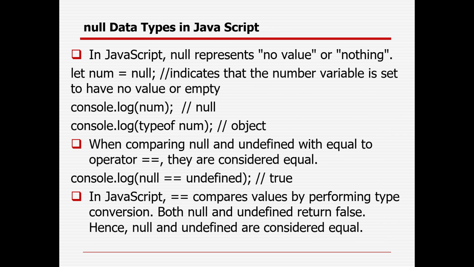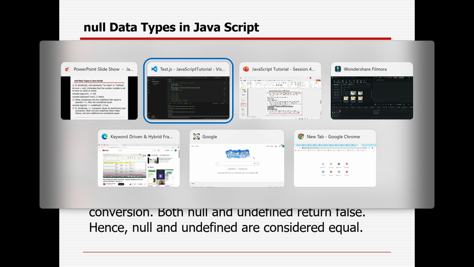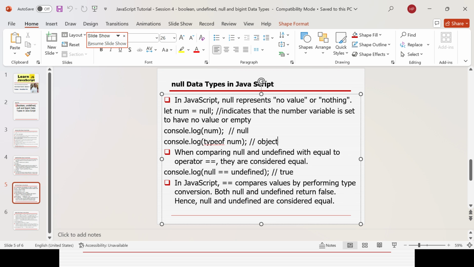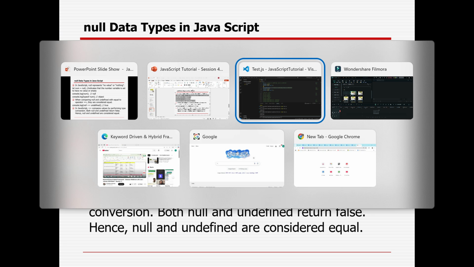Now I'll cover what the null data type is in JavaScript. In JavaScript, null represents no value or nothing. So let's see how we can work with the null data type. We'll copy this code here to explain it.